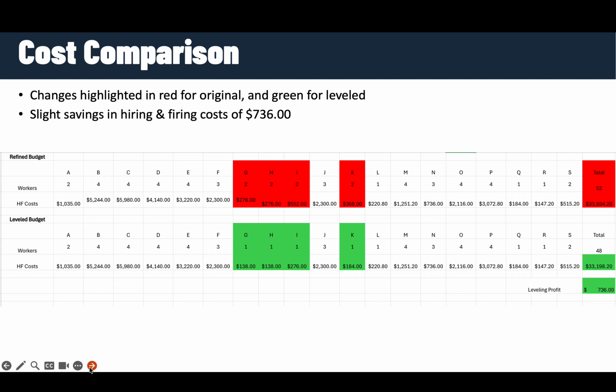While the cost savings may seem relatively small for this project, the implications are much larger. Most of our hiring and firing costs revolved around expensive critical tasks that were unable to be adjusted. Had there been more non-critical tasks, the savings gained would have been more noticeable.